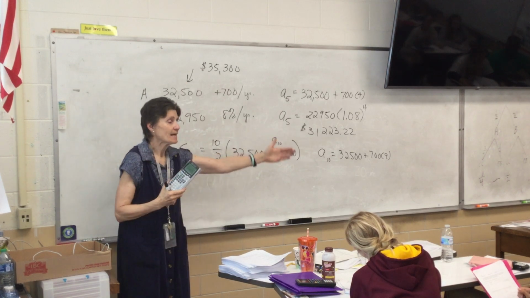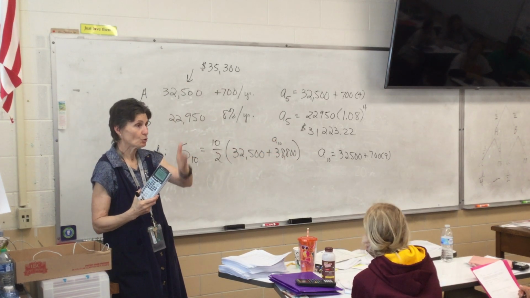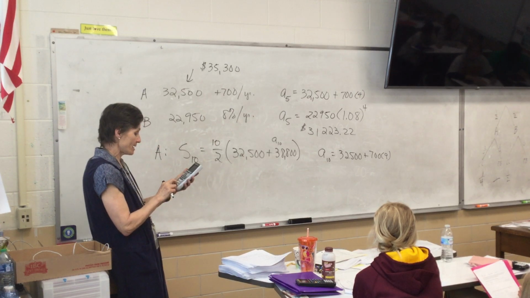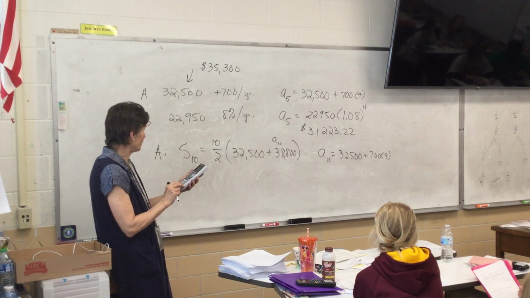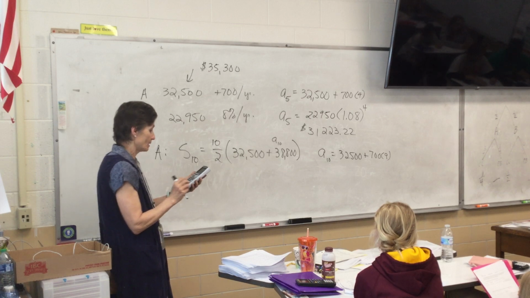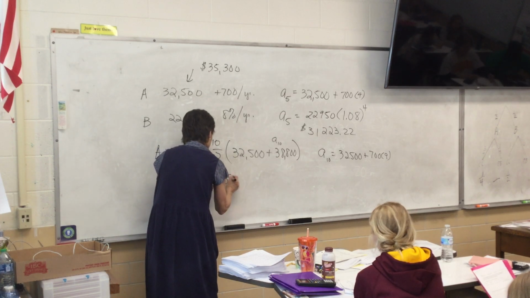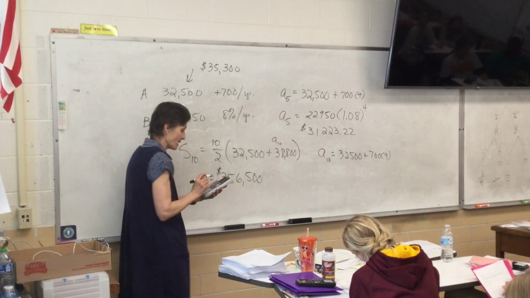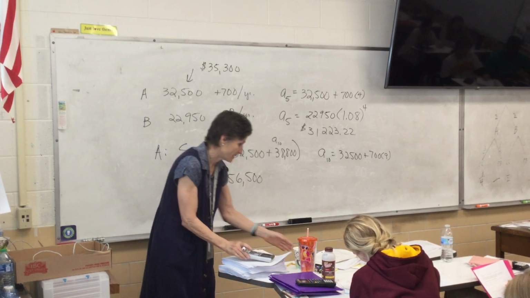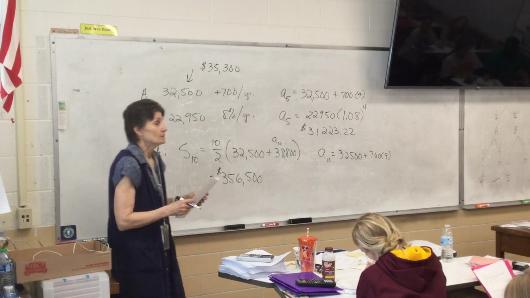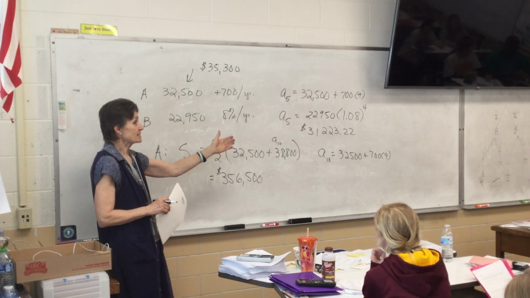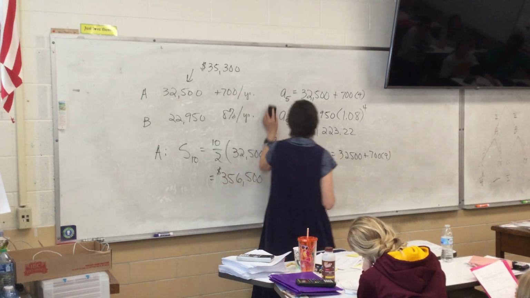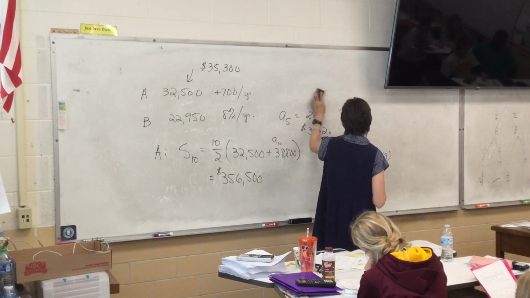So over that 10-year period that George works for Company A, he would make a total of $356,500. Somebody match that for me so I know I didn't. I got that. So that's a total that he makes over those years. Now, what if he went with Company B?